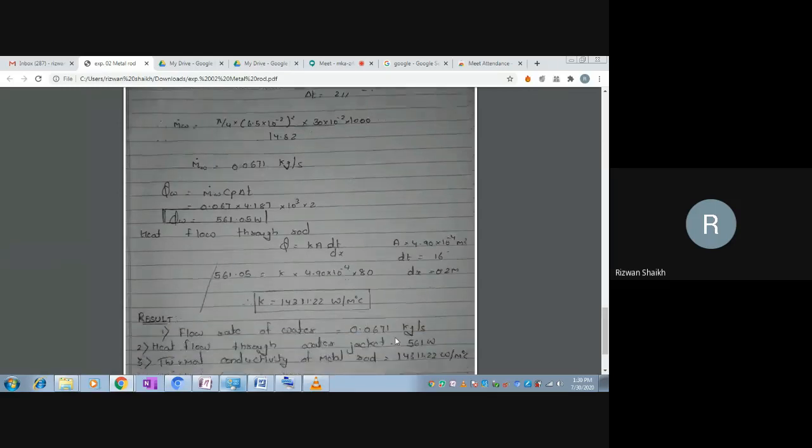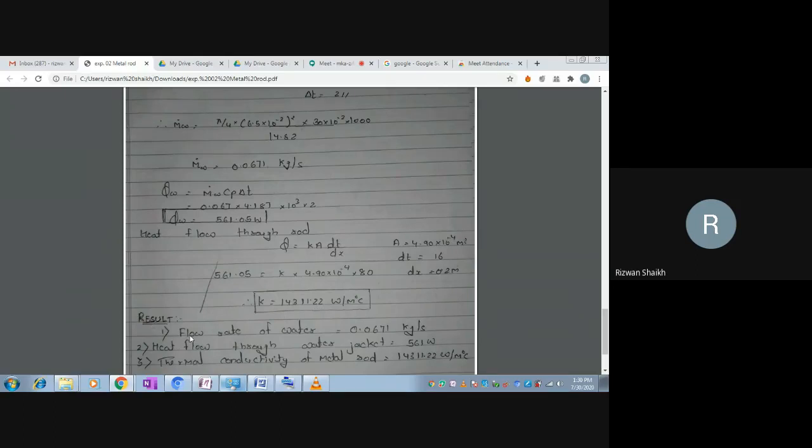And dx is the length of the rod, which is 200 mm, which is 0.2 meter. And then we can apply the above formula, that is q = -k dT/dx. You will get k, q is known from above, 561. You will get the k as 14311.22 watt per meter degree Celsius.